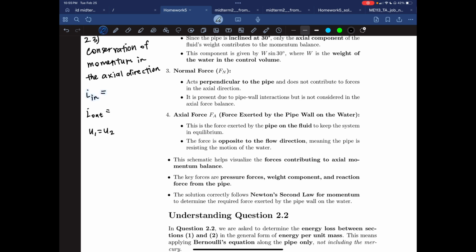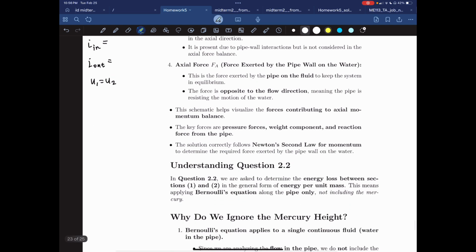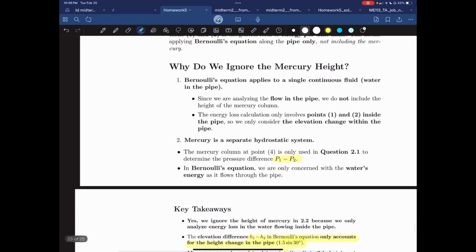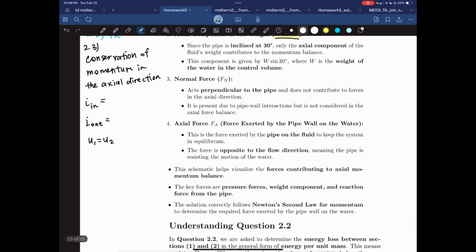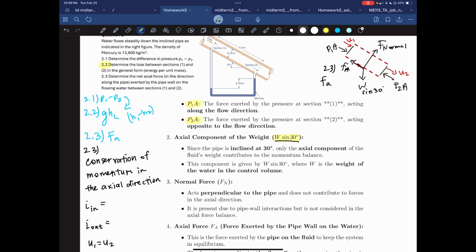And you'll have to account for your terms. I already listed a couple terms that you'll need. So you have W sine 30, and then P1 minus P2, P1A, P2A. And then you'll need to find FA.